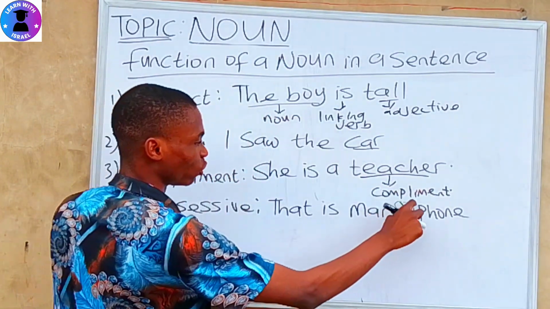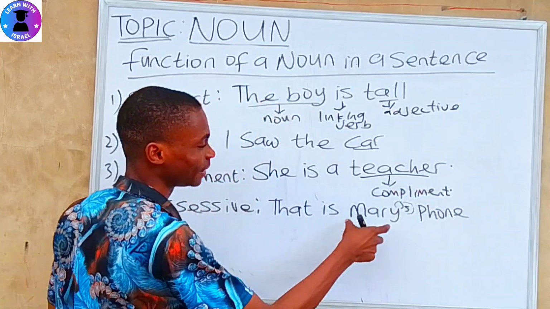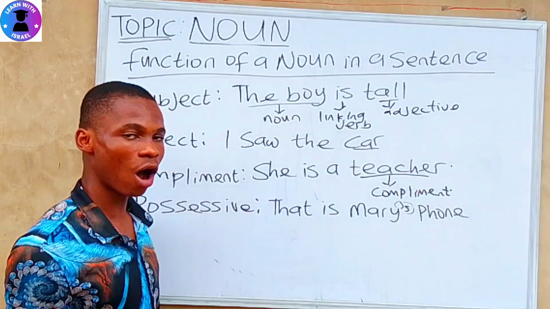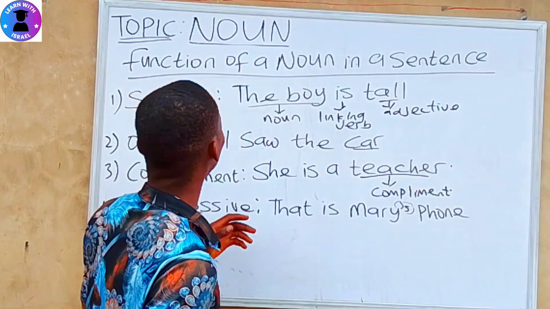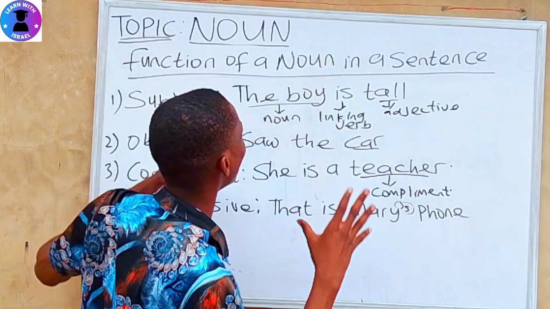Possessive. This apostrophe S symbolizes possession. It symbolizes that Mary is the owner of the phone. So we've come to the end of the function of a noun in a sentence.